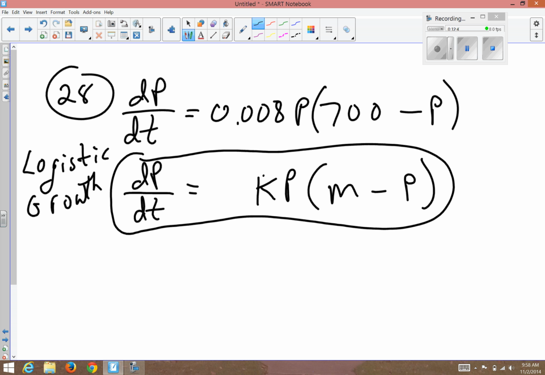In this example, k is 0.008. Actually, I think there's a third zero in there after the decimal point. N is 700.